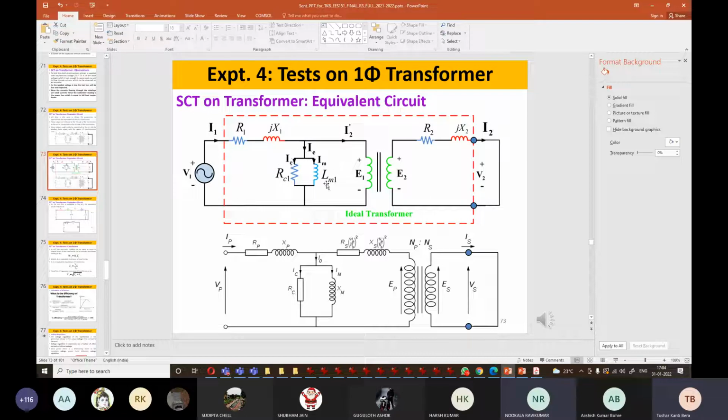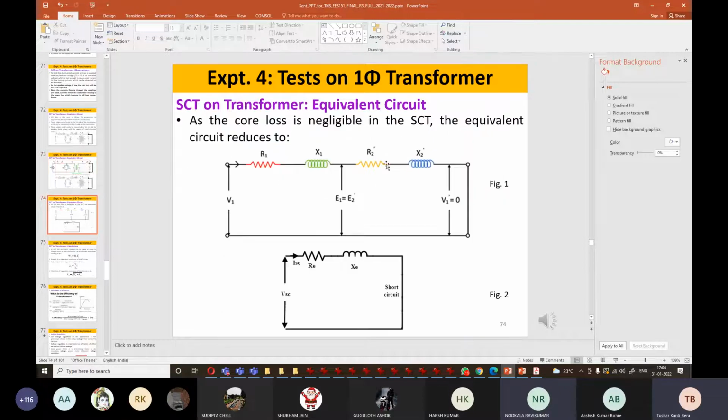If the iron loss is not there, we remove that part from the circuit and get the approximated circuit. Then we transfer R2 and X2 to the primary side, apply some formula, and get R2 dash and X2 dash. If there are two resistances or two reactances in series, we can approximate further: R1 plus R2 dash will be RE, and j times X1 plus X2 dash will be XE. This RE is the total equivalent resistance, and XE is the total equivalent reactance.